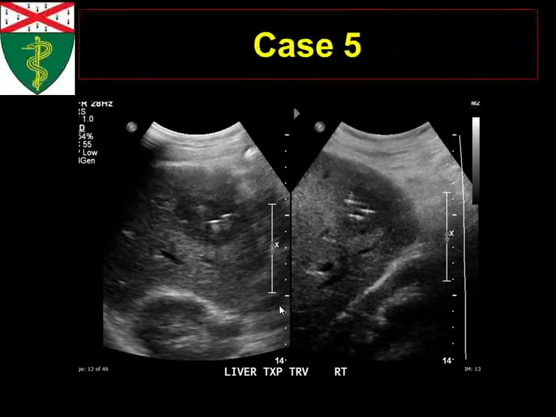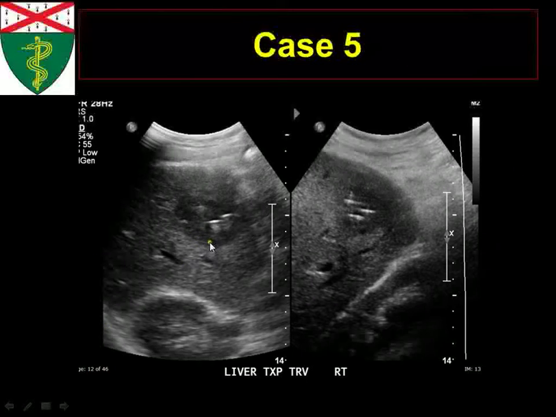All right, next case. What's going on here, guys? Transplanted liver. Coming to the ER. You're on night float. Jamal's not there. You're on your own. A well-circumscribed hypoechoic focus that has some linear echogenic regions within it.